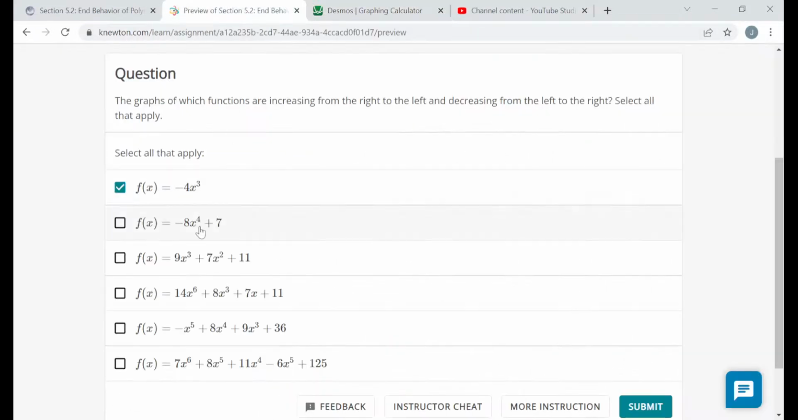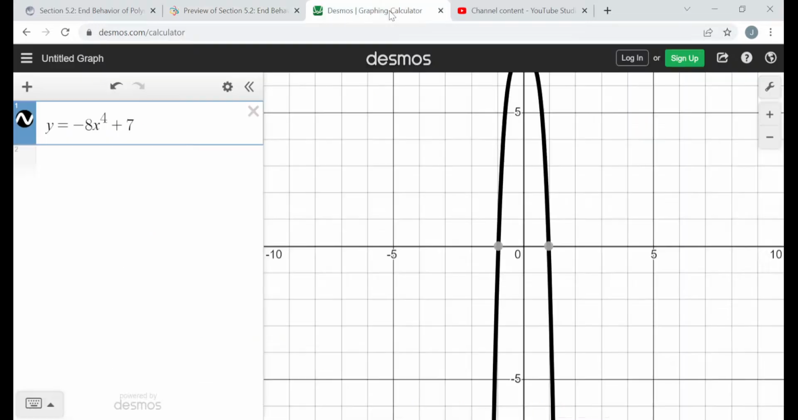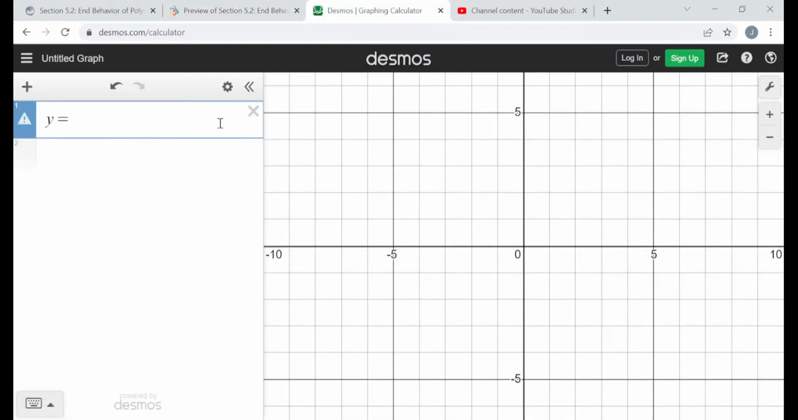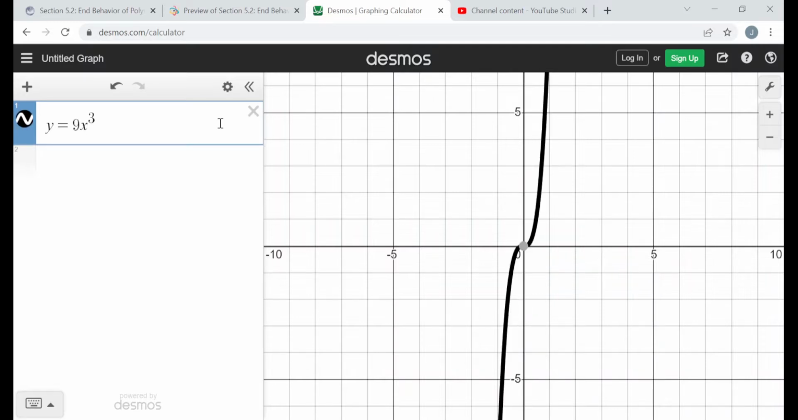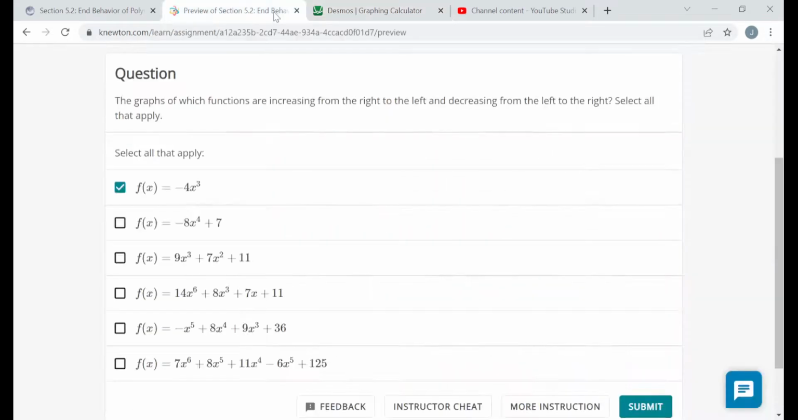So it's not that one. This has an odd degree. The highest powered term has a power of 3. It's degree 3, but it has a positive lead coefficient. So instead of going up to the left and down to the right, it's going to be going down to the left and up to the right. And again, I'll graph this one. Really, I just need the lead term. Right? See how this is 9x cubed, and then there was some other stuff. Down to the left, up to the right. The opposite of what they described.